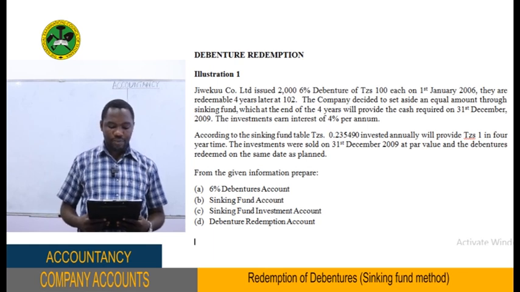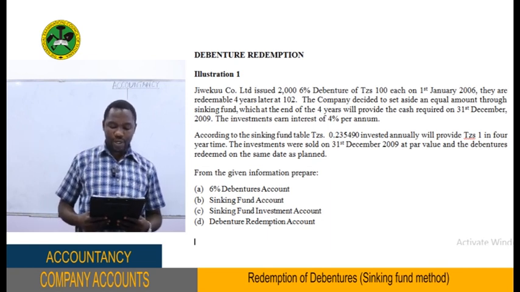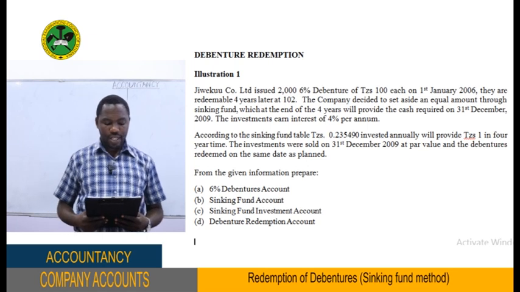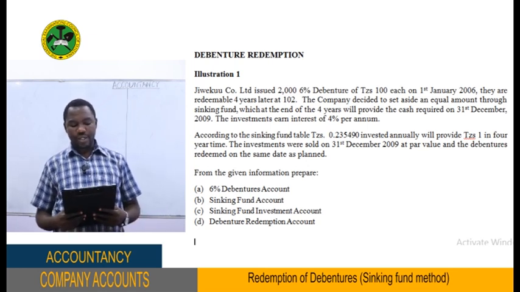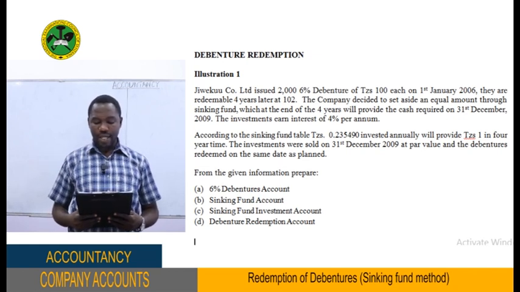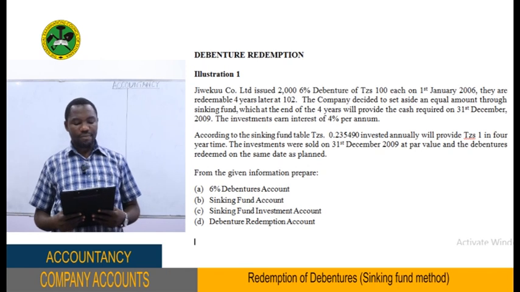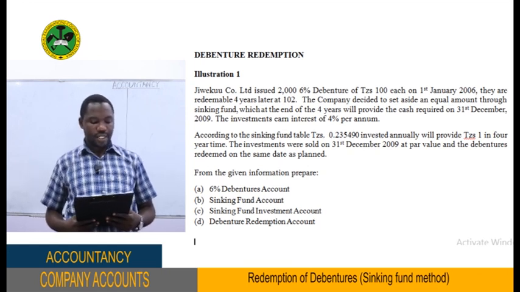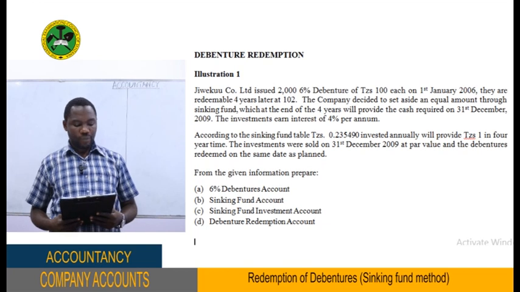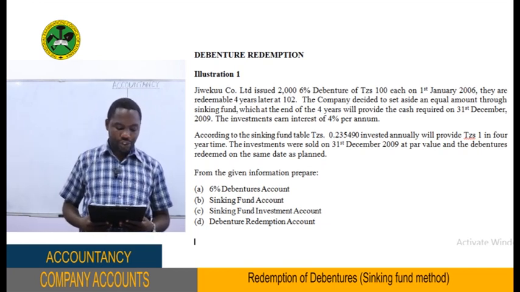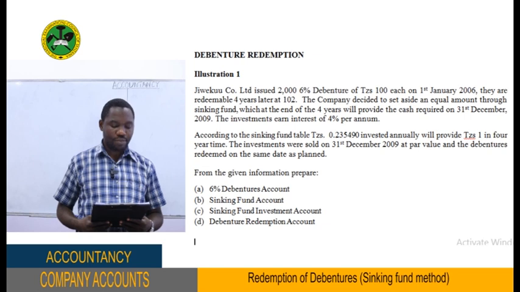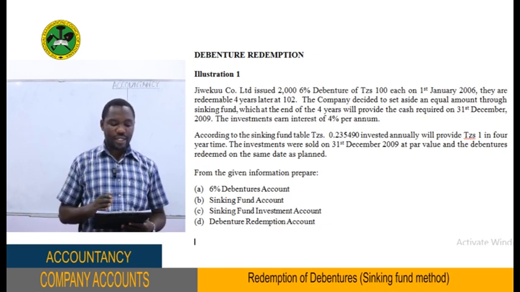According to the sinking fund table, TZS 0.235490 invested annually will provide TZS 1 in 4 years' time. So the investments were sold on 31st December 2009 at par value, and the debentures redeemed on the same date as planned. So from the given information, prepare A, 6% debenture account, B, sinking fund account, C, sinking fund investment account, and D, debenture redemption account. Okay, so this is the question.